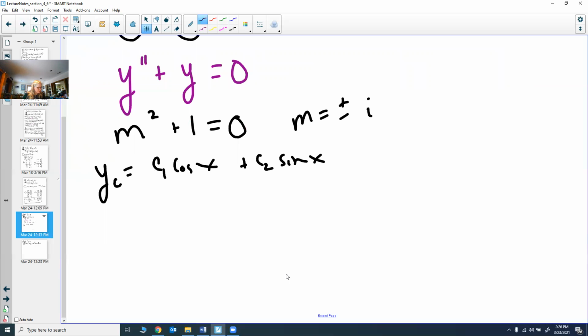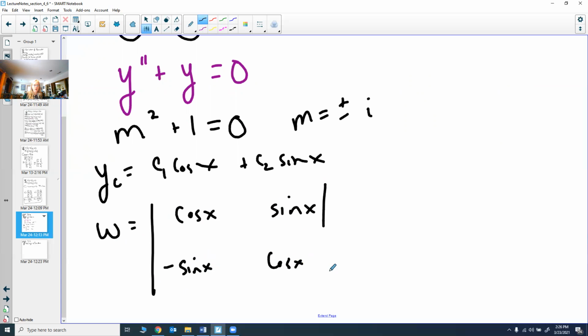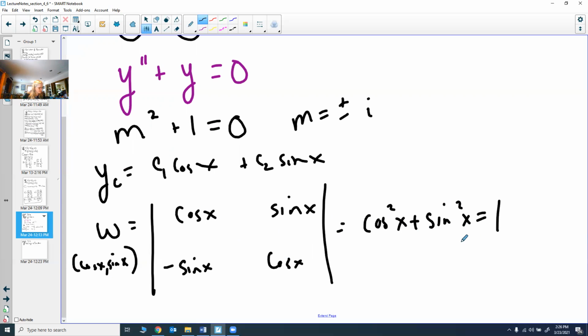We can now find the Wronskian. So the Wronskian is going to be cosine x, sine x. The derivative of cosine x is minus sine x. The derivative of sine x is cosine x. So the Wronskian of that, cosine x, sine x, if you want to put that in there so you know what Wronskian you're doing here, is going to be cosine squared minus a negative sine squared. So cosine squared plus sine squared, which of course we know is 1.